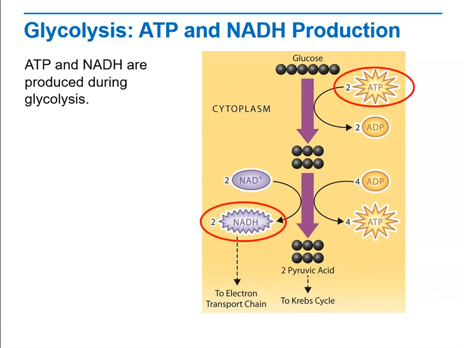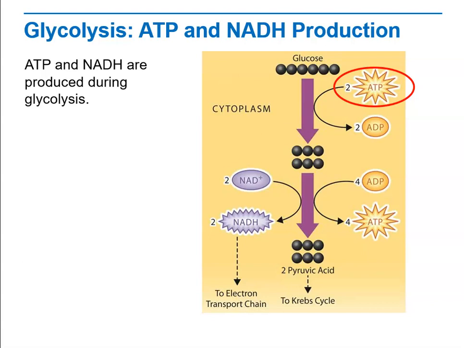What does it mean to invest a molecule of ATP? The energy stored in ATP is released and used to help start the process of glycolysis. Here we see ATP converting into ADP. That means that the energy that was stored in that ATP is being used to begin the process of glycolysis.